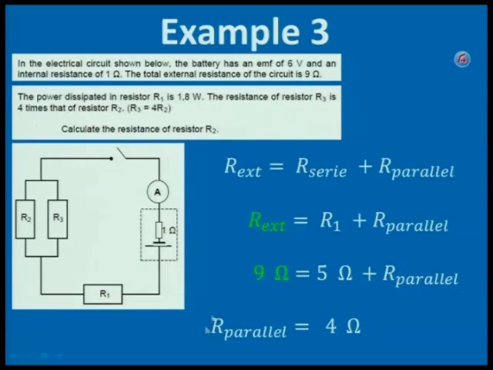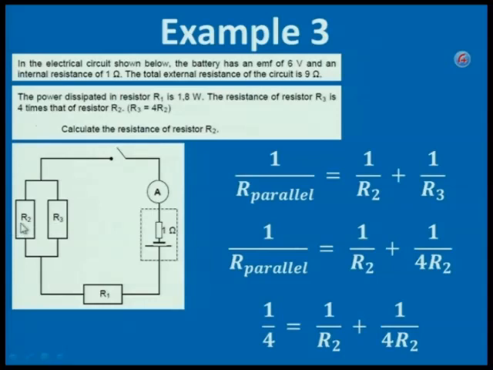Now you can get R parallel. And you need that because you want to end up with R2. So, R external is 9 ohms. They give it to you in the question. That is equal to R series, which we just calculated, R1, and we want R parallel. So let's substitute our values. R external is 9 ohms given in the question. 5 ohms we just calculated the value for R1. Now we can get R parallel, which is then 4 ohms.